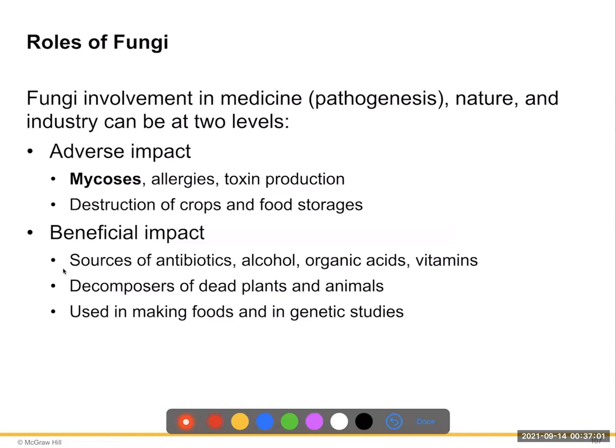Fungal involvement in medicine, pathogenesis, and nature can be at two levels. There can be an adverse impact, or there can be a beneficial impact. Mycoses are an adverse impact. Mycoses are also allergies and the toxins that are produced. We have destruction of crops and food storage from these fungi. Fungi are also a source of antibiotics, alcohol, organic acids, and vitamins. They decompose dead plants and animals. They're used in making foods and in genetic studies.